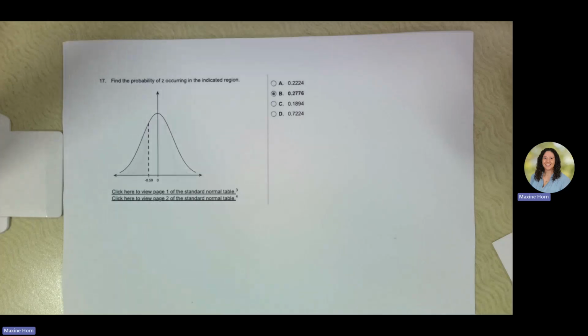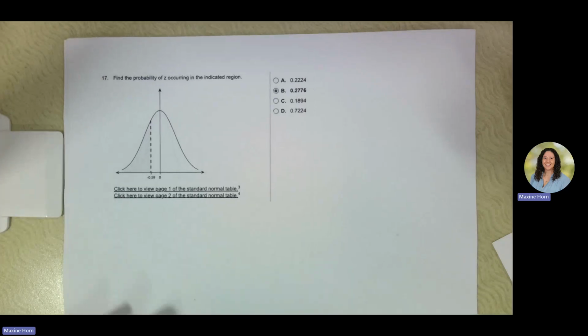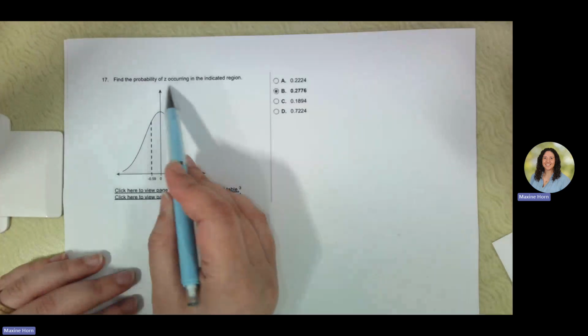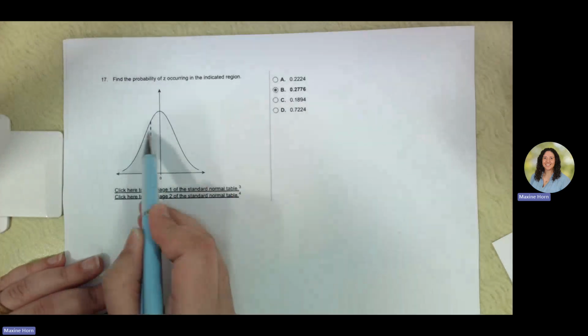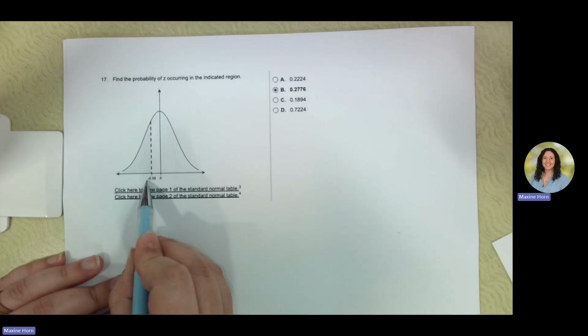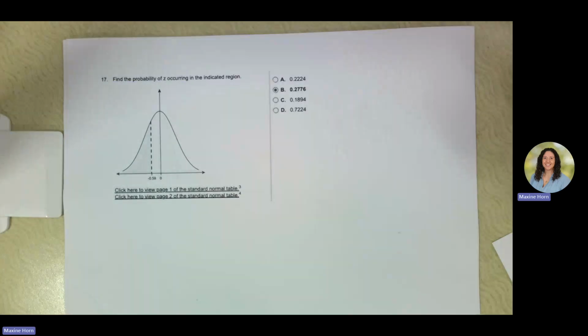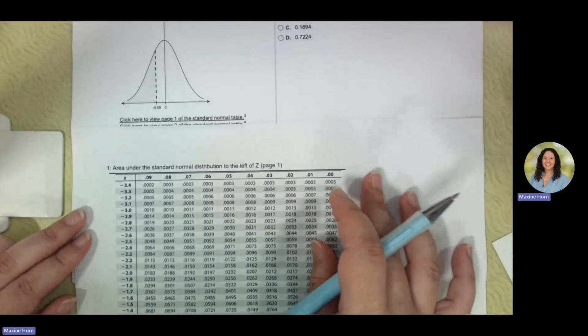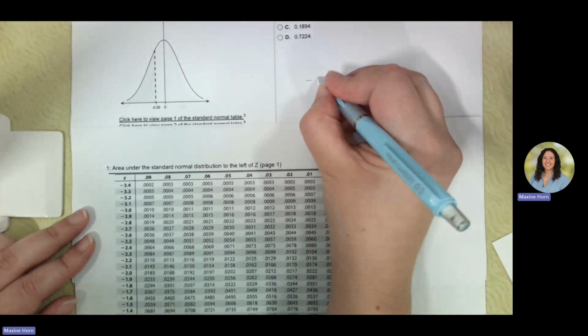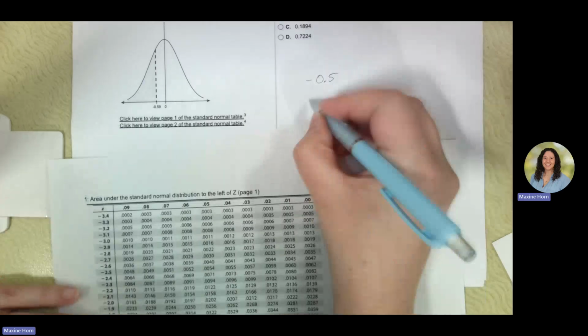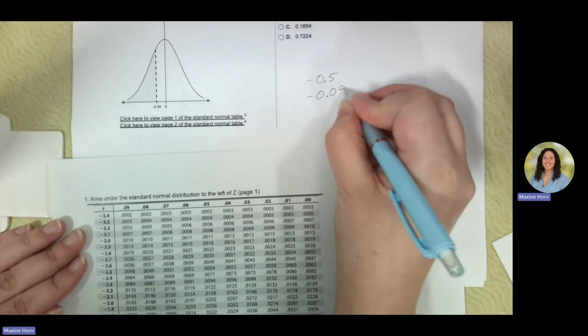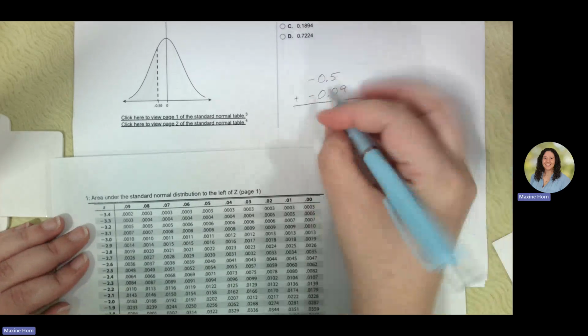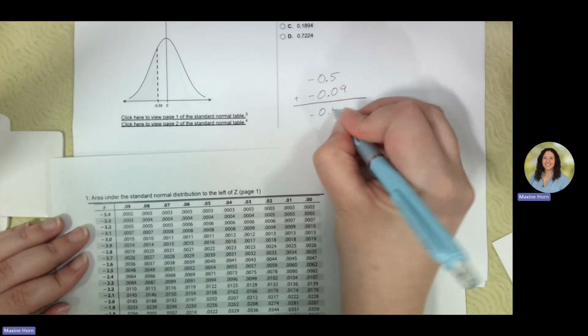Okay, so same thing here. Let's go ahead and use the chart for this, find the probability of z occurring in the indicated region. So they're shading to the left of a z-score of negative 0.59. On our chart, we're going to look for negative 0.5 and 0.09, and that's how I get negative 0.59.